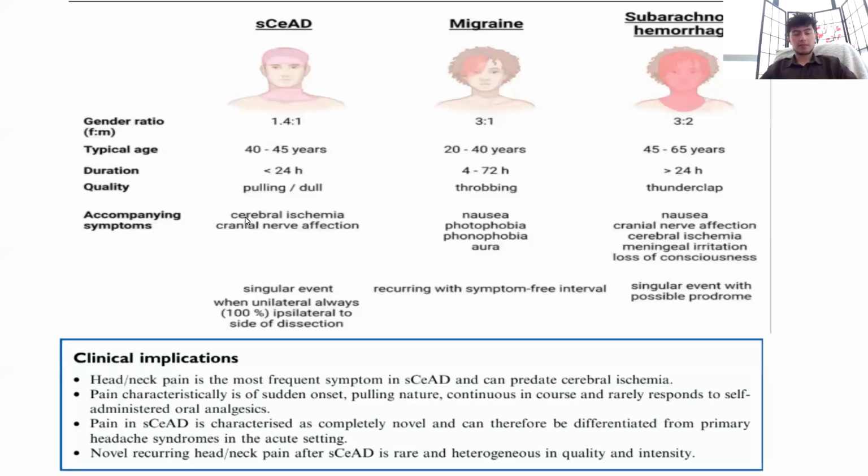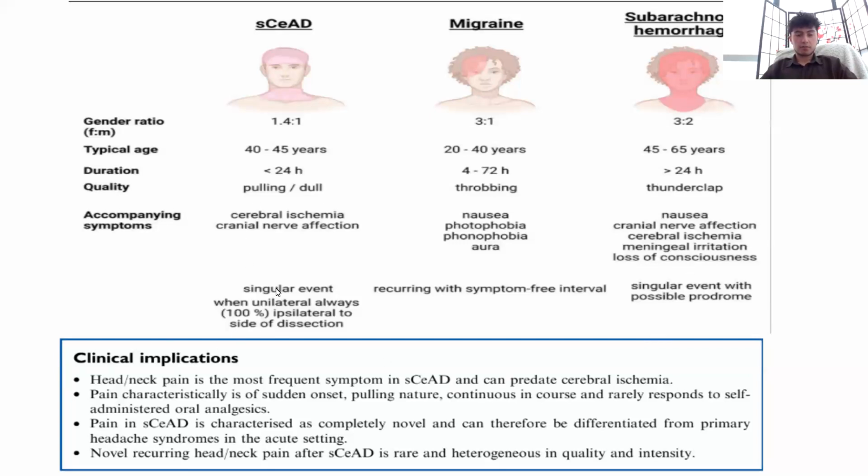And also accompanying symptoms: you can see cerebral ischemia and cranial nerve affection can accompany the headache. In migraine, nausea, photophobia, phonophobia, aura. And in subarachnoid hemorrhage, nausea, cerebral ischemia, meningeal irritation, loss of consciousness. It is more serious, you can see.